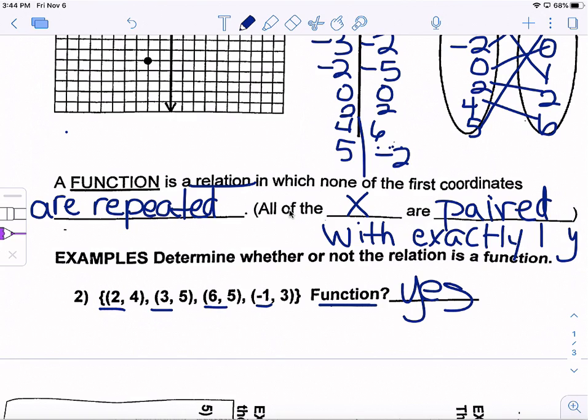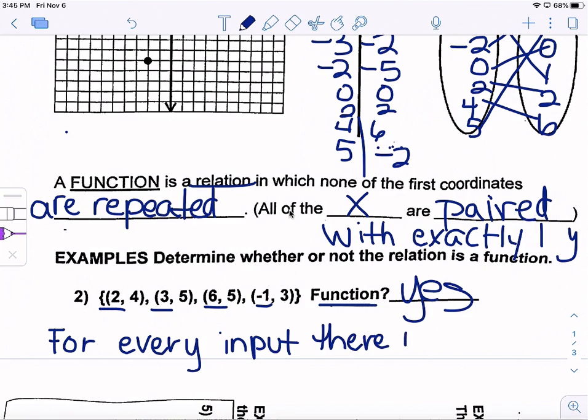So you've probably heard of a function machine. It's an input. So for every input, there's exactly one output. It's another way of thinking of what a function is. For every input, there is one output.